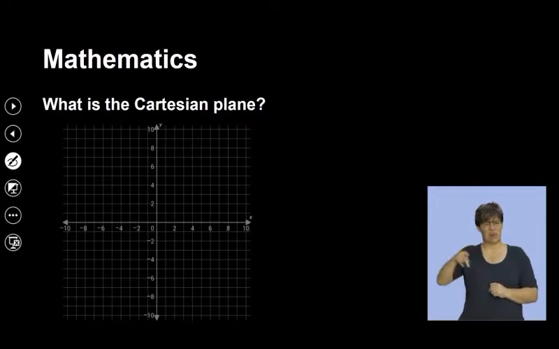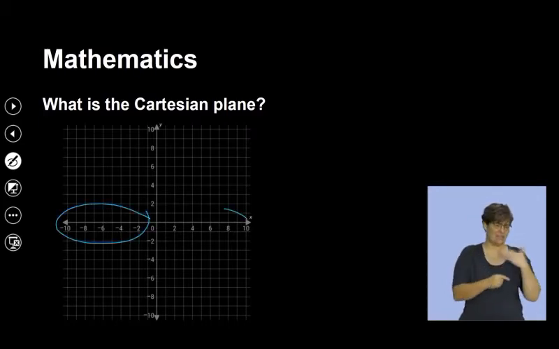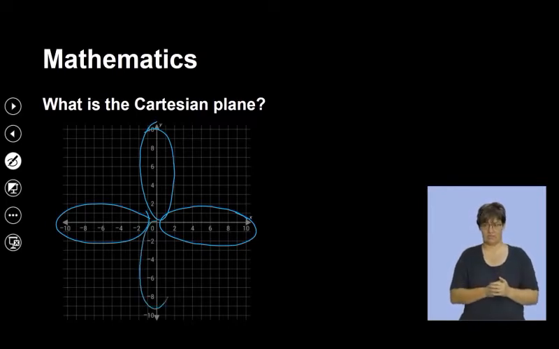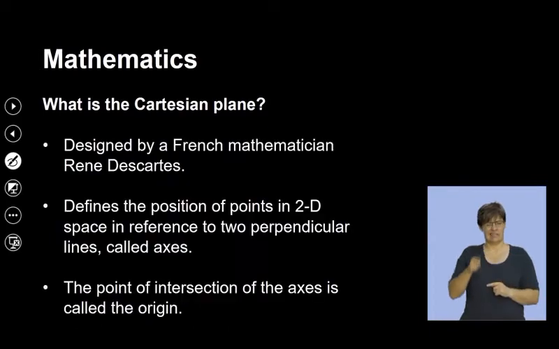A Cartesian plane is normally something that looks like a cross, but with arrows at the end of every line, right? It normally has negative values and positive values, and also positive values and negative values. But really, let's talk about what this is.